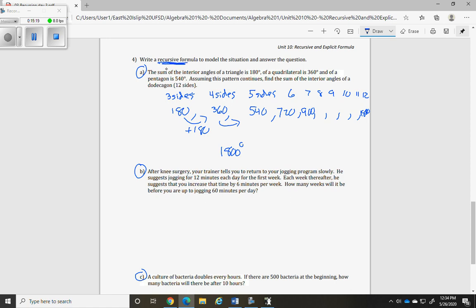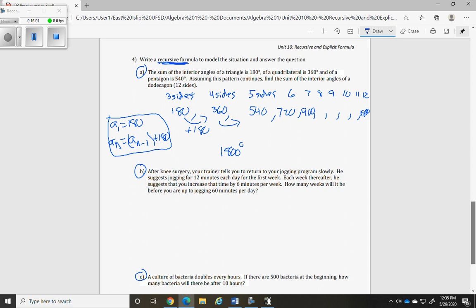It does say in the directions to write a recursive formula, so let's go for this. So the first term in the sequence was 180. Even though it represented 3 sides, it's like our first number. Some people actually like to say that they want to call this the third term. There really isn't a second term and a first term, because a shape doesn't exist if it only has 2 sides. To find the next term, I take the term that I know and I just add 180 onto that.